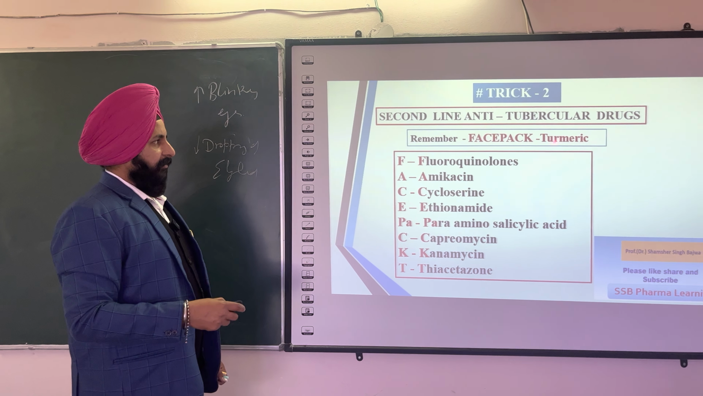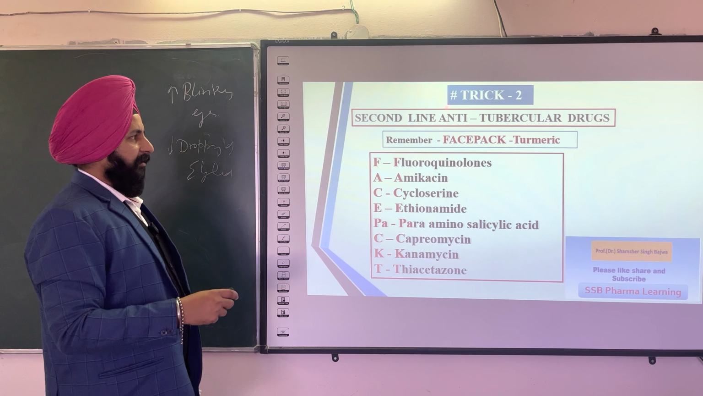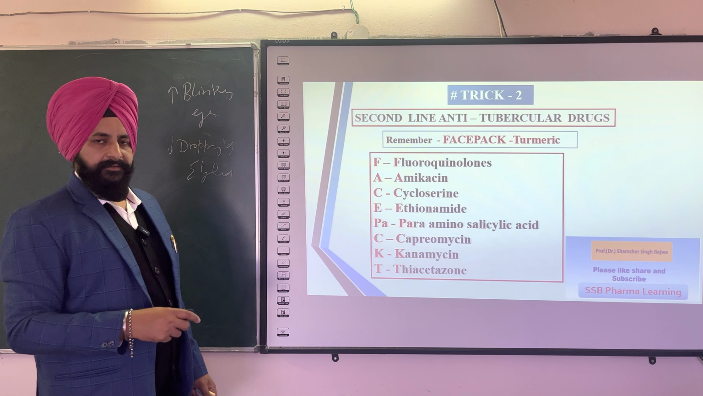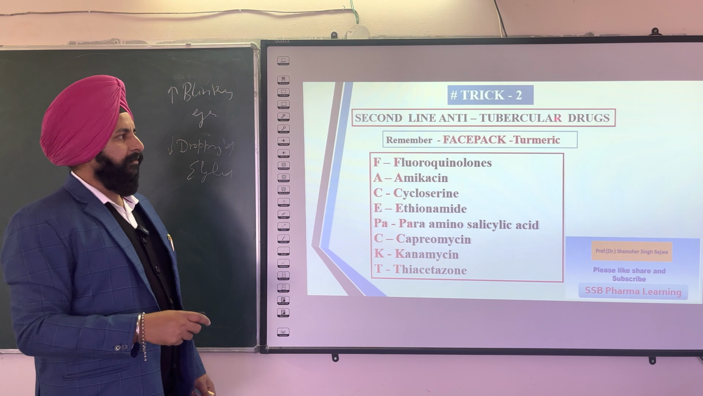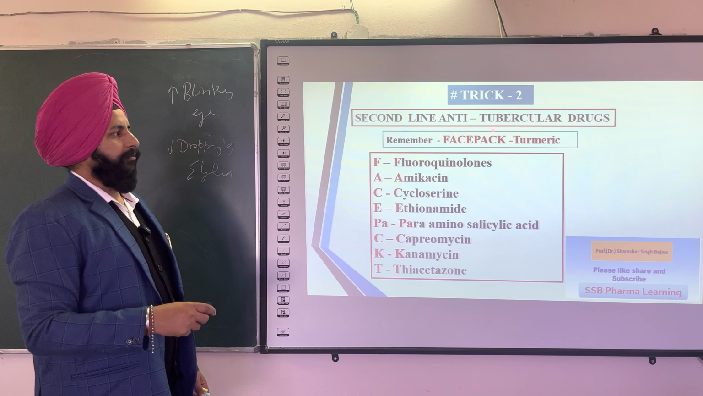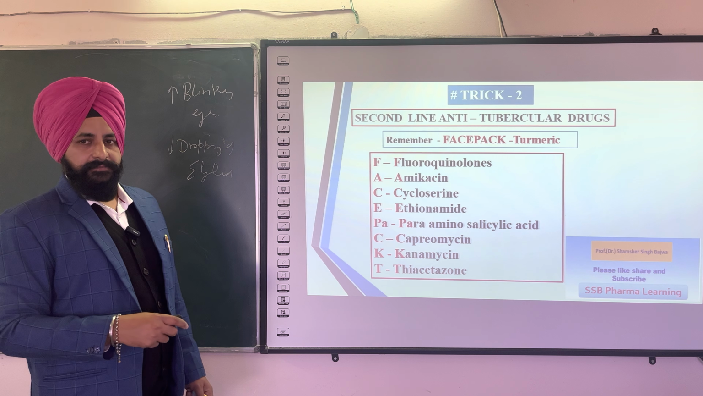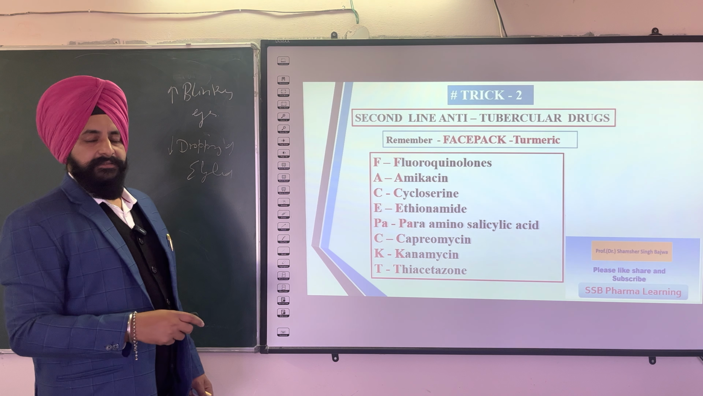Now this is another new trick. Second line anti-TB drugs are, the new trick is "face pack turmeric". That means people always prefer to use a face pack for face wash which contains turmeric.